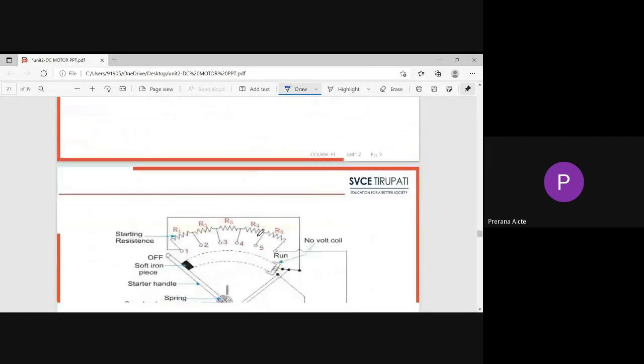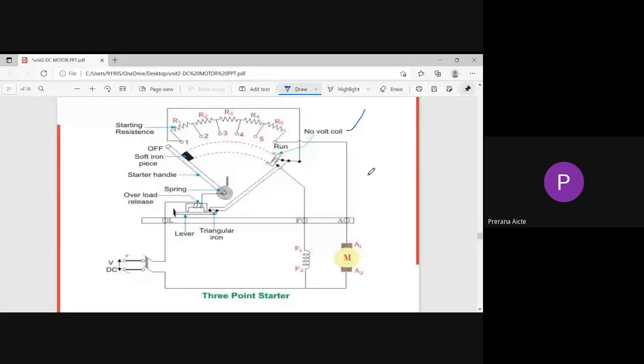So this is the starter diagram. See here, it is for a shunt motor. A1 and A2 is the armature winding. F1 and F2 is the shunt field winding. Here L is line, F is field, A is armature. Generally, there are three terminals, 3 points: line, field, armature. With respect to that, line is connected, field is connected, and armature is connected.